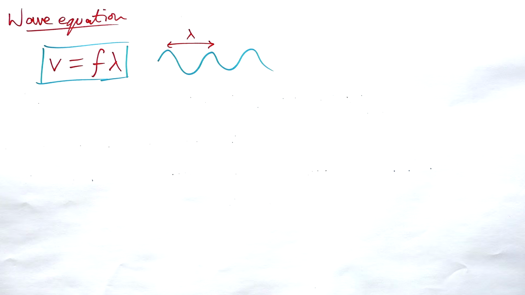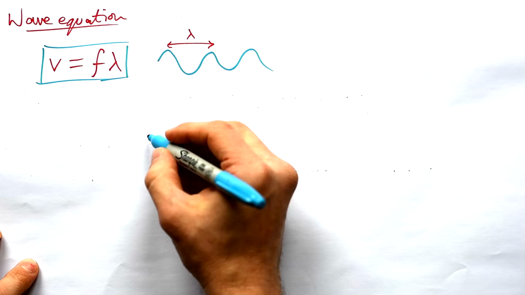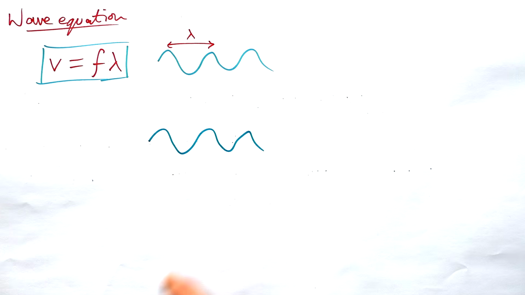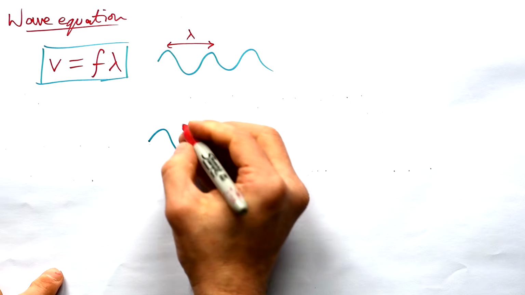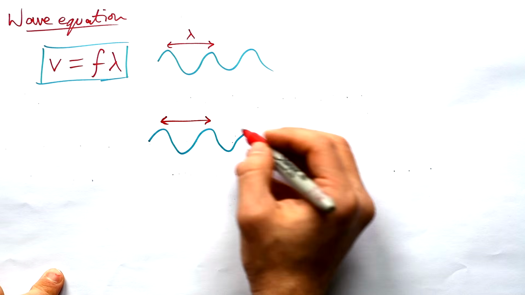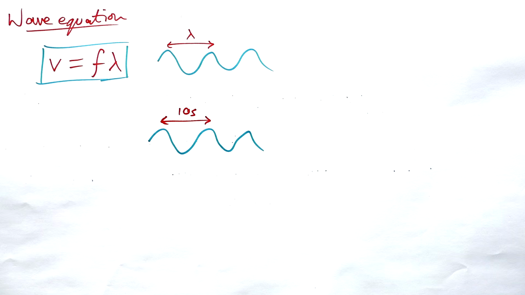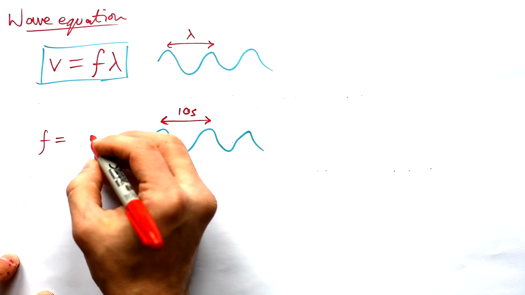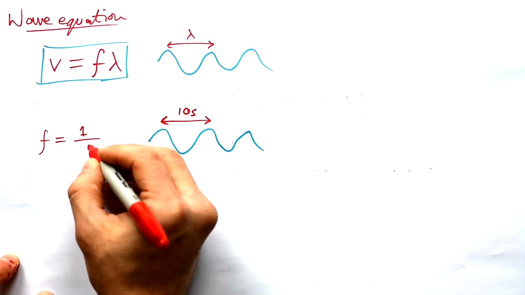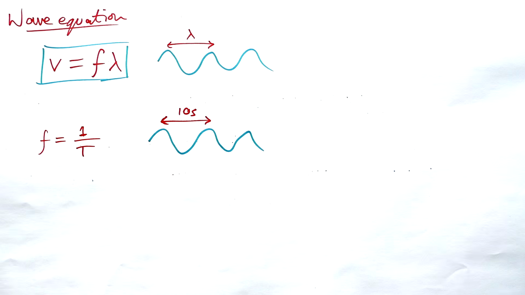Now let's say instead you actually haven't been given a wave with distance, but a wave with time instead. So what if you have a wave that is 10 seconds long? So it takes 10 seconds for one wave to be made and then the next peak to come along after that. How do you find the frequency from that? All we do is do 1 divided by this time. We call that the time period and we give it the letter capital T.